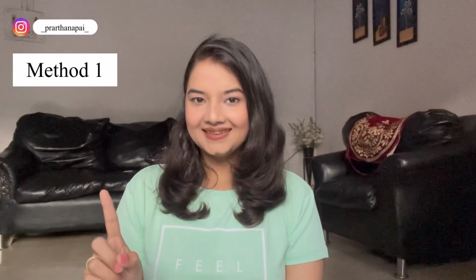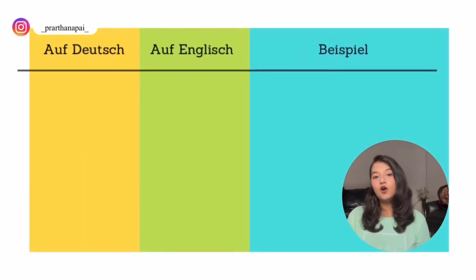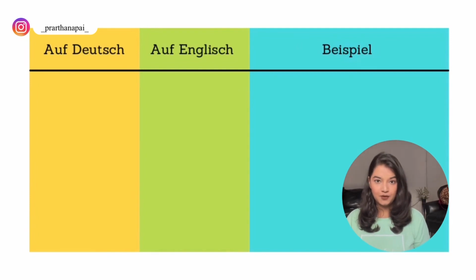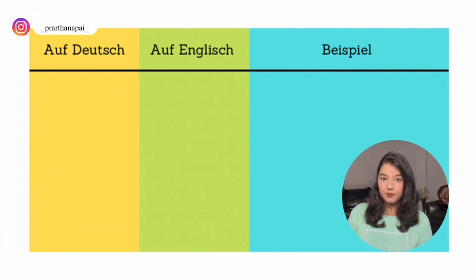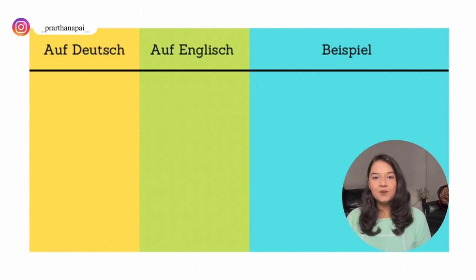Method number 1. You're going to need a separate book for this particular method. Keep a separate book for your vocabulary practice. What you are going to do is make 3 columns on a page of your book. The first column is where you will write the new German words. The second column is where you're going to write its English translation or any translation in your mother tongue.